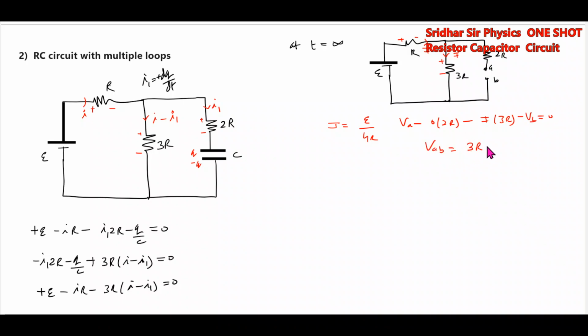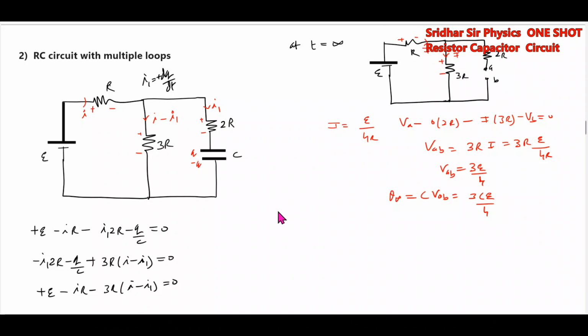VAB equals 3R into I. I is how much? E by 4R. Then what is the charge? The steady state charge is equal to C into VAB, which is 3CE by 4. Then we know the charge, and now how to get the time constant. This is about the steady state charge.